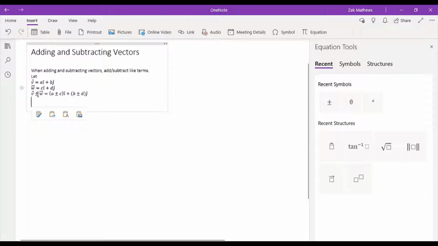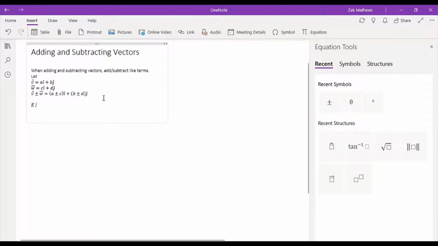So if I want to add or subtract these two vectors, I'm going to look at v plus or minus w, the plus or minus just indicating that I can do either. To do that, I'm going to take their horizontal components, a and c, and add those together. I'm also going to take their two vertical components, the b and the d, and add those together.